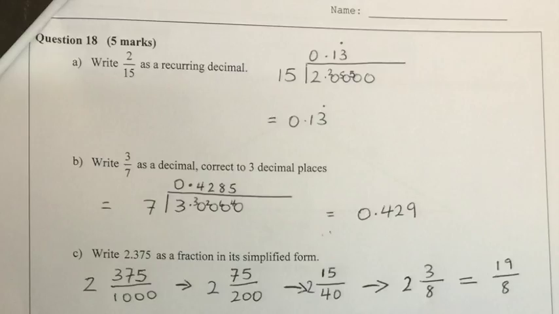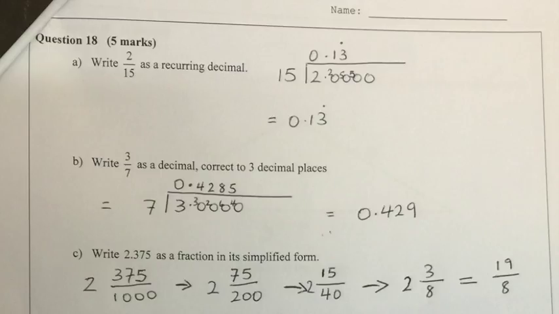Write 3 over 7 as a decimal, correct to 3 decimal places. Okay, so again we'll do our division, stick 7 out the front. Okay, and then 3.0000, and again notice that I use 4 zeros here because I'm looking for 3 decimal places. So I'm going to use that final 0 to decide whether or not I leave it as is or whether I round up, because remember, if it's 5 or above, we round up.